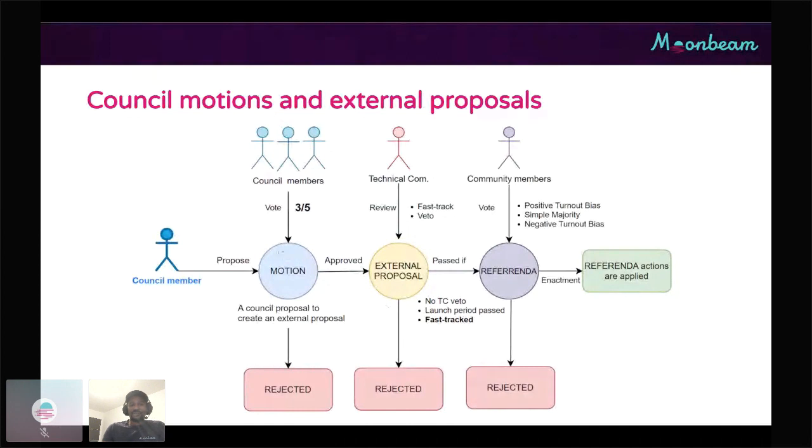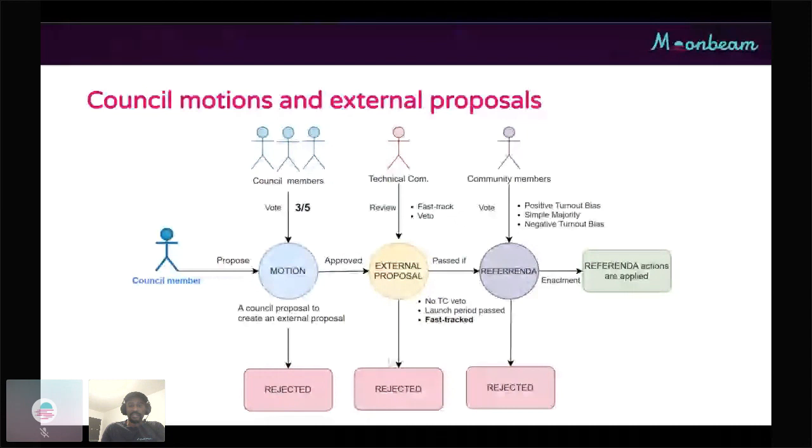And basically, the council members have to agree, at least the majority, 3 out of 5 council members, that this motion is a good motion and needs to become an external proposal. If it is the case, then there is a technical committee that has the right to do two things. The first one is to fast track this external proposal, so to make it go through quicker, or to veto this proposal. So if they feel that this external proposal is bad, they will just vote no against it, and then it will be rejected.